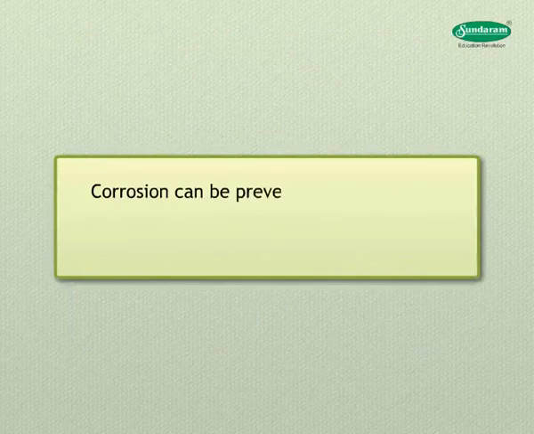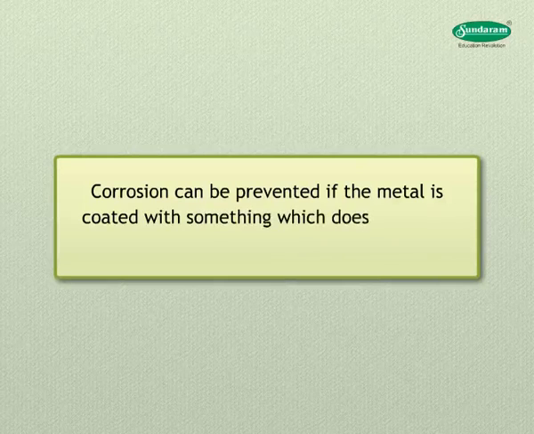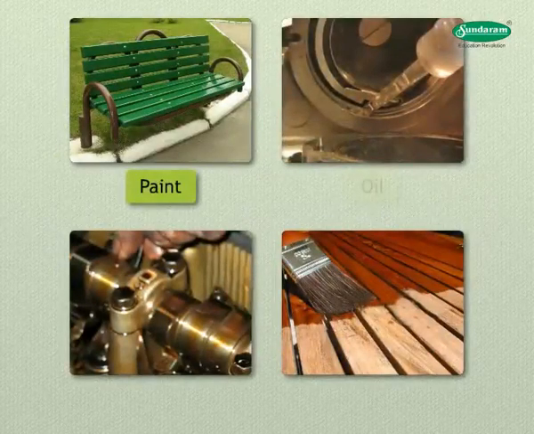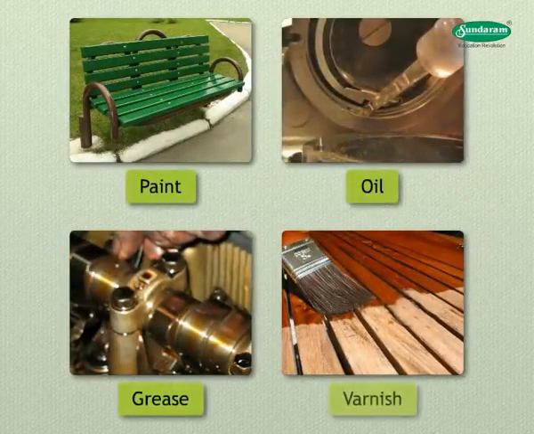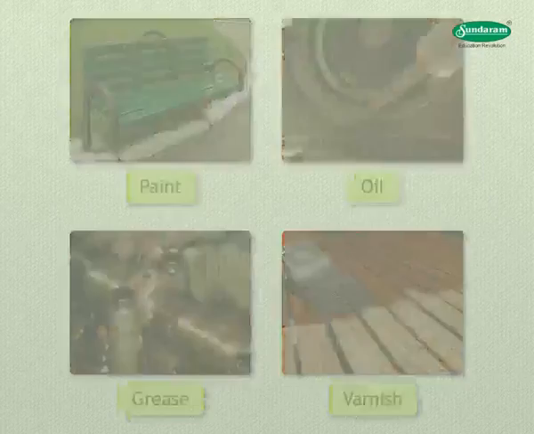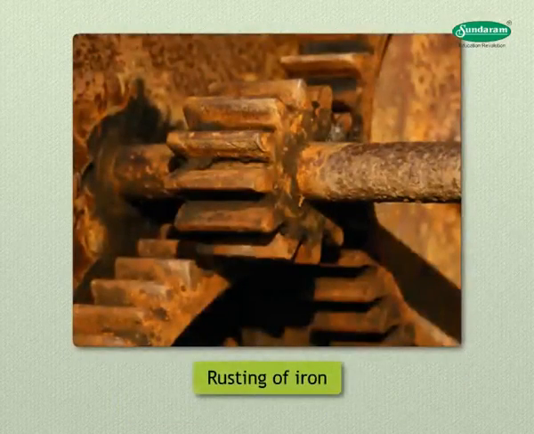Corrosion can be prevented if the metal is coated with something which does not allow moisture and oxygen to react with it. Coating of metals with paint, oil, grease or varnish prevents the corrosion of metals. For example, rusting of iron can be prevented by this method.